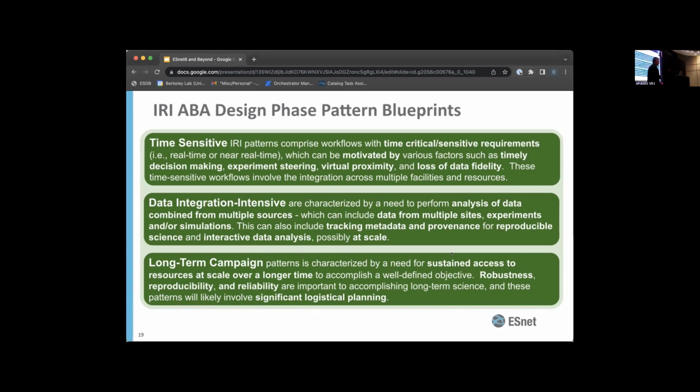Loss of data fidelity. The idea here again is if I'm generating 400 gigabits of data per second and you're only giving me 100 gigabits of networking, you're going to lose a whole bunch of data that I cannot recover, right? Data integration intensive. The idea here is that we're starting to see multidisciplinary analysis of data across different disciplines, and so you need to start pulling in data from a whole bunch of different places. In addition to that, there's this whole issue of tracking metadata, provenance, reproducibility.